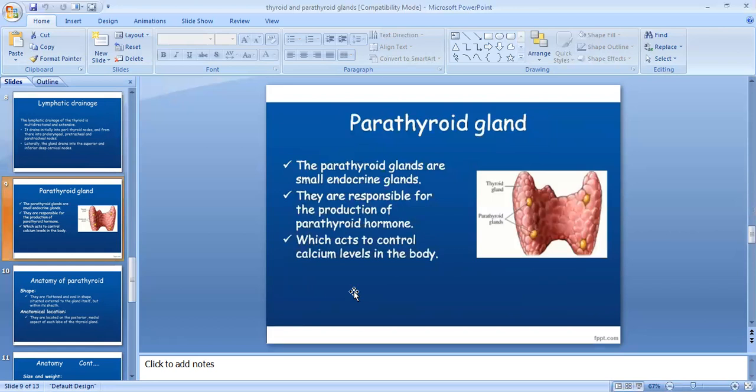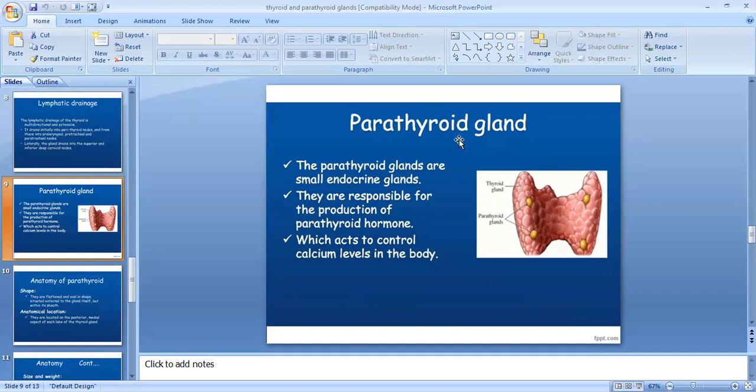So this was about the thyroid gland, its location. It is present in front of the neck. The extent is from C5 to T1. It is in the form of butterfly shape or H shape. It has two lobes, right lobe, left lobe, and connecting isthmus, and the blood supply.